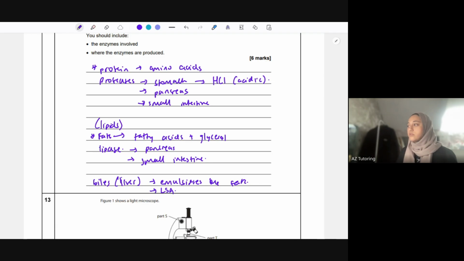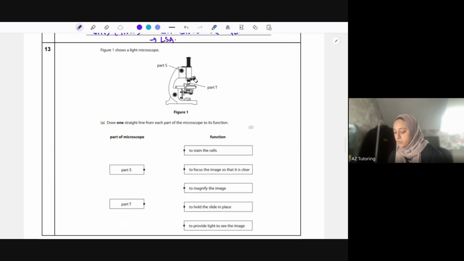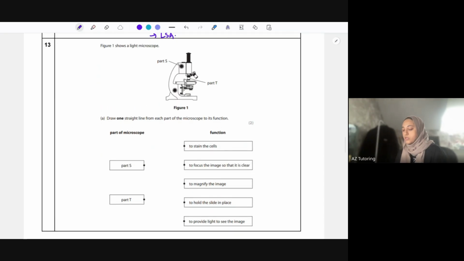So write LSA, so large surface area, which, again, also comes up quite a lot in biology as well, with the alveoli and other things, catalysts and so on in chemistry as well. Okay, moving on. So figure 1 shows a light microscope. These are the ones that you just use in school. Draw one straight line from each part of the microscope to its function.